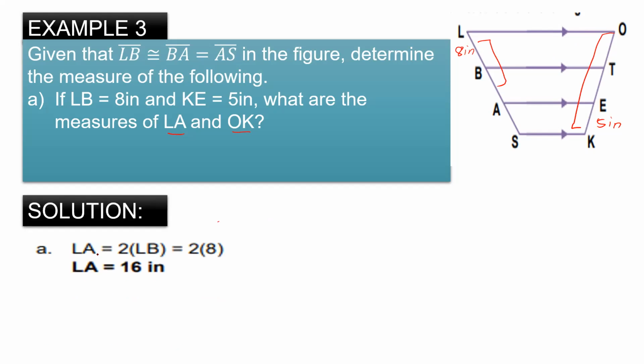First, to get LA, since the measurement of LB is equal to 8 inches and LA has two segments, multiply it by 2. 2 times the measurement of LB is equal to 2 times 8. So the measurement of LA is equal to 16 inches. And for OK, OK is equal to thrice the measurement of KE, which is equal to 3 times 5, and OK is equal to 15 inches.